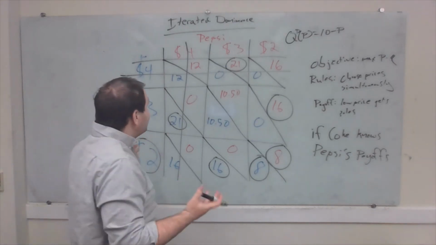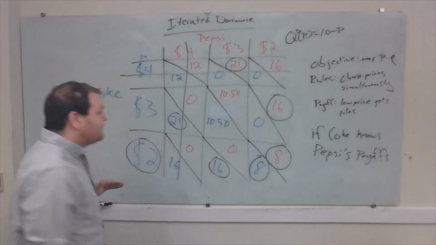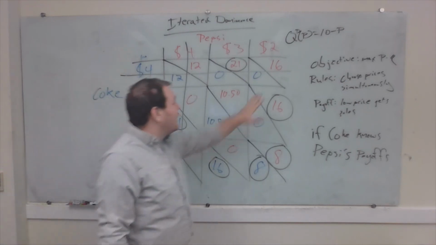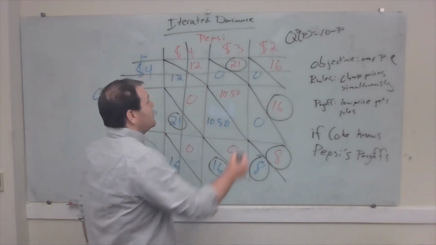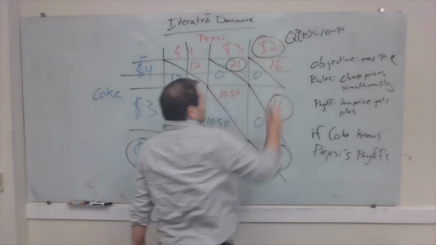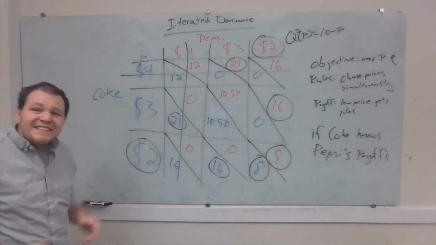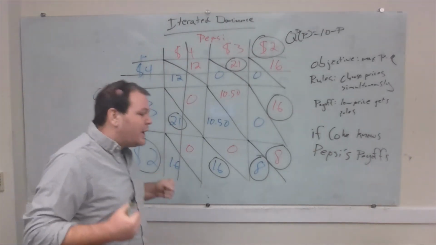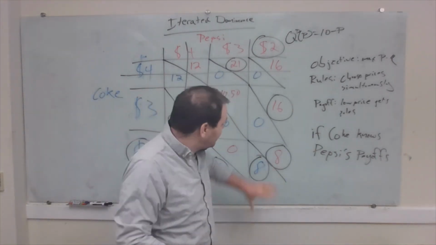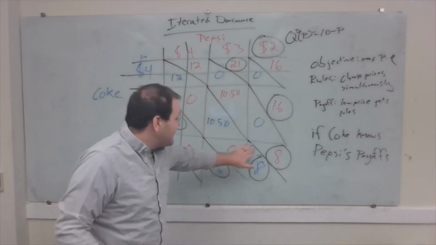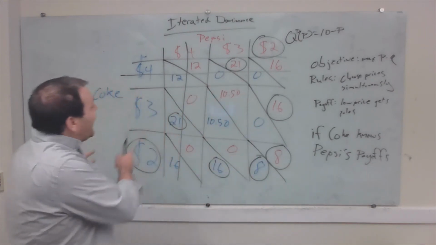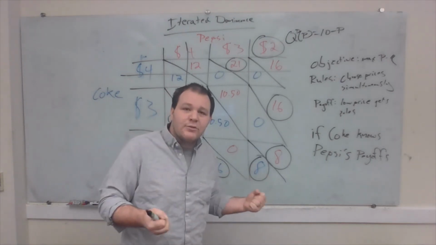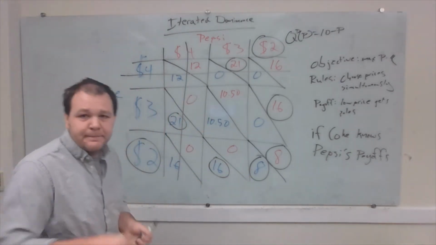And exactly in the same way, if Pepsi's deciding their choices, if Pepsi knows that Coke's never going to charge $4, then they know that $2 is always going to be better than $3. So they'll also decide to charge $2. So we call this iterative dominance. The idea is essentially that if we can systematically rule out options until we come to one final option, that's going to be the outcome that happens, so long as each player knows the other player's decision-making process, knows the other player's payoffs.